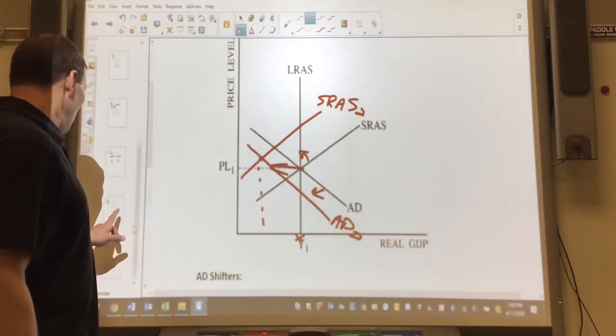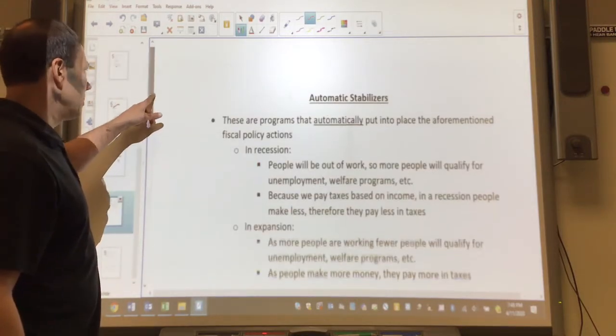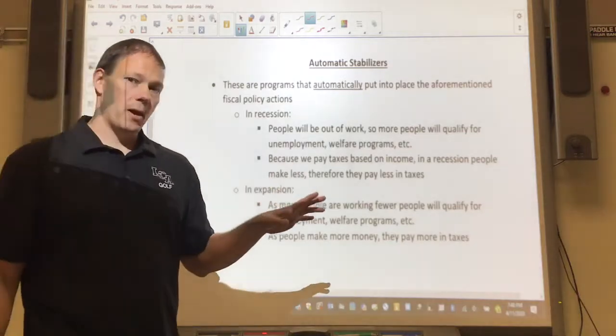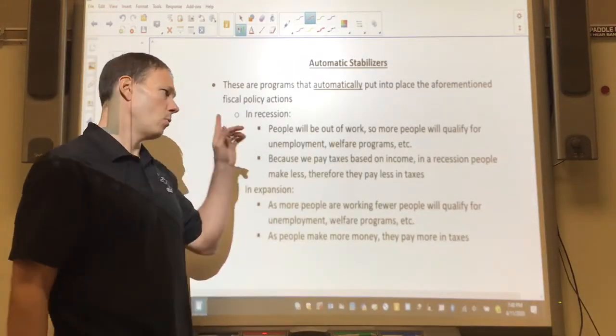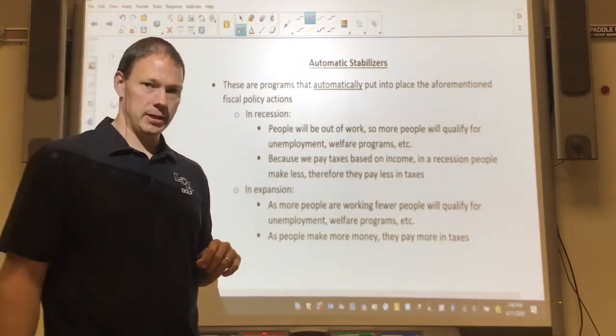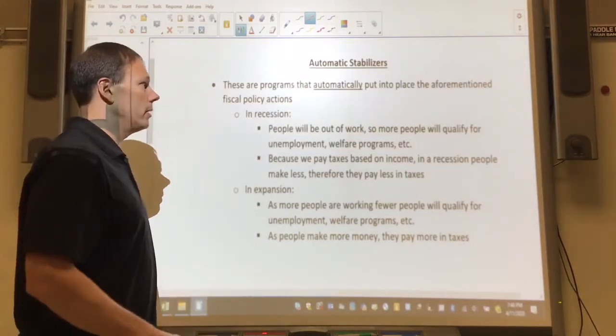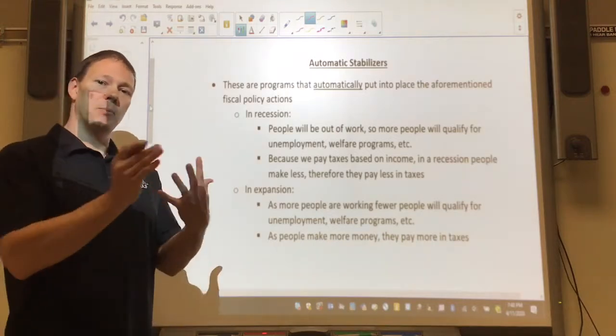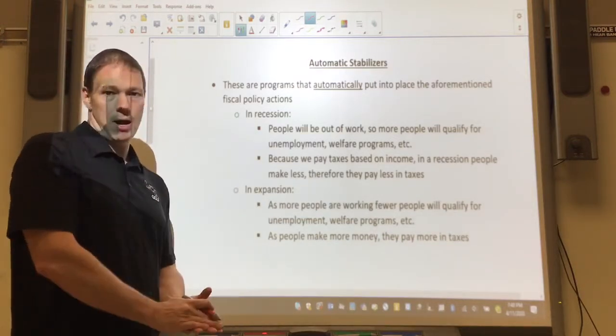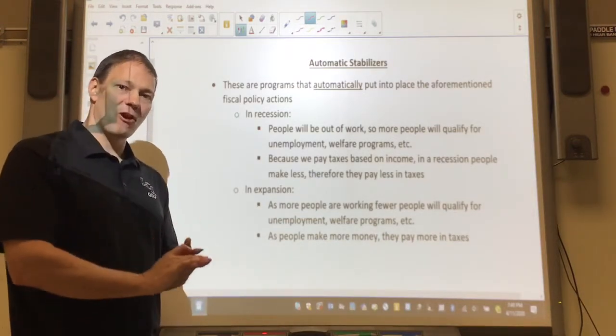All right, let's talk about automatic stabilizers. So remember everything I just told you about fiscal policy. Well, we've got a system set up in place that kind of automatically, and that's the key word there, that's why it's underlined, puts into place the policies that we just described without special government action.